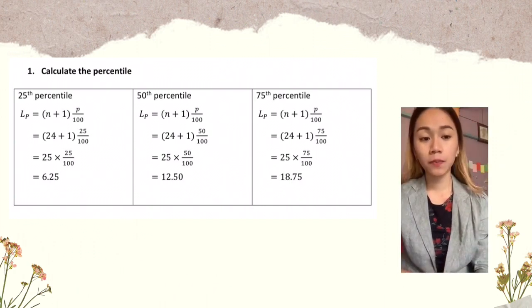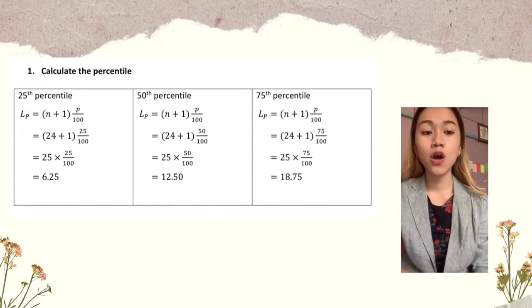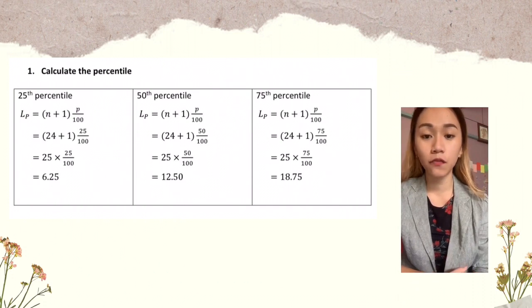To calculate the percentile, we need to use the formula as I said earlier. LP is equal to (N plus 1) multiplied by P divided by 100. N is the total number of available data, so N is 24. We add 1, multiply by P and divide by 100. P is the number of the percentile we are looking for. We are looking for the 25 percentile, so we enter P as 25. The value we get for the 25 percentile is 6.25. To find the 50 and 75 percentiles, we also use the same formula and we get the answers as shown, which are 12.50 and 18.75.